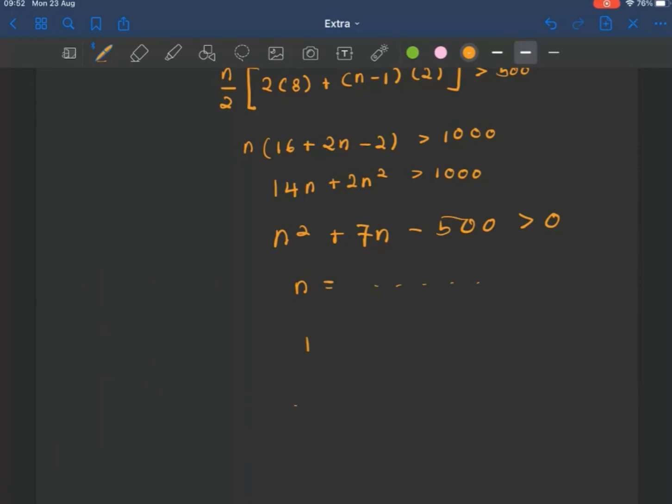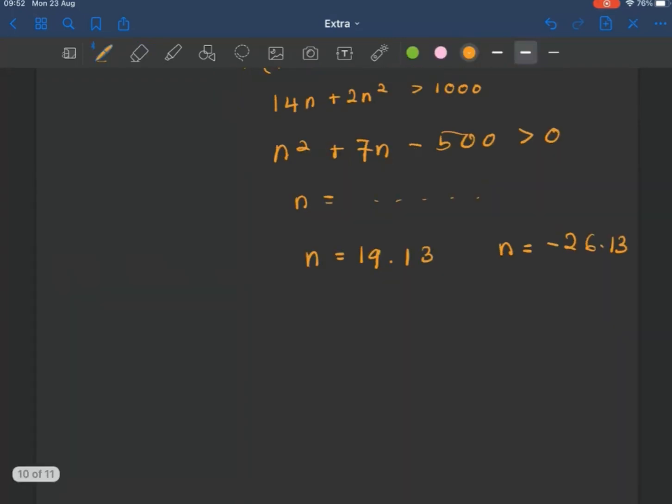Ini apa jawapan kamu? n equals to apa? Apa critical? 19.13, and the other one? Negative 26.13. Okay, so we have quadratic inequalities, so we are going to use graphical method. Nak guna table of sign boleh juga, tak ada masalah. Kita pulang. So negative 26.13, 19.13.